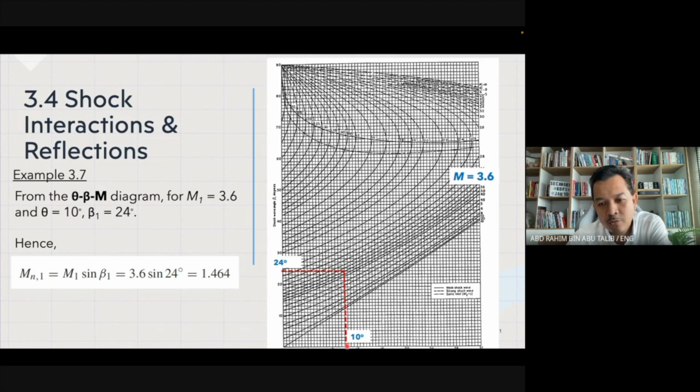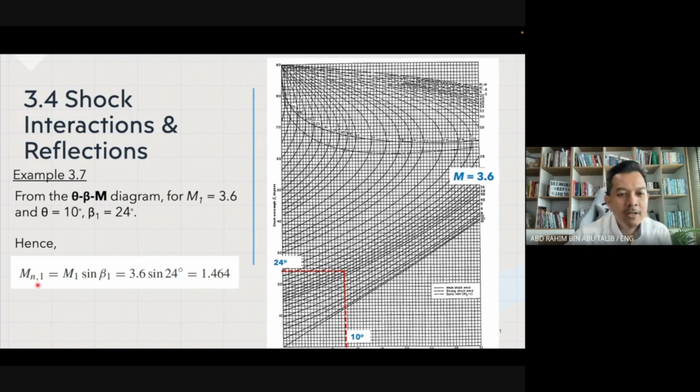Okay? You draw a line there. We have values of 8, 12, 16, 20, 24. So you have to get a ruler and draw a line of theta equal to 10 degree. And the point it intersects with the line of Mach number 3.6, you will then read the value of beta. All right, beta is found here as 24 degree.